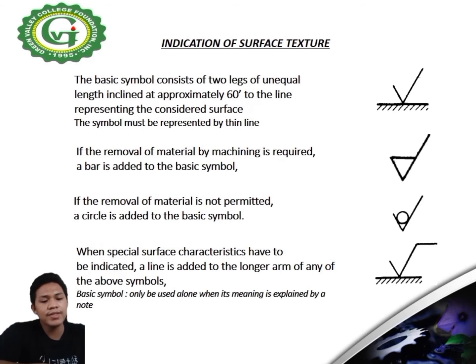Indication of surface texture. The basic symbol consists of two legs of unequal length inclined at approximately 60 degrees to the line representing the considered surface. The symbol must be represented by a thin line. If the removal of material by machining is required, a bar is added to the basic symbol. If the removal of material is not permitted, a circle is added to the basic symbol. When special surface characteristics have to be indicated, a line is added to the longer arm of any of the above symbols. The basic symbol may only be used alone when its meaning is explained by a note.